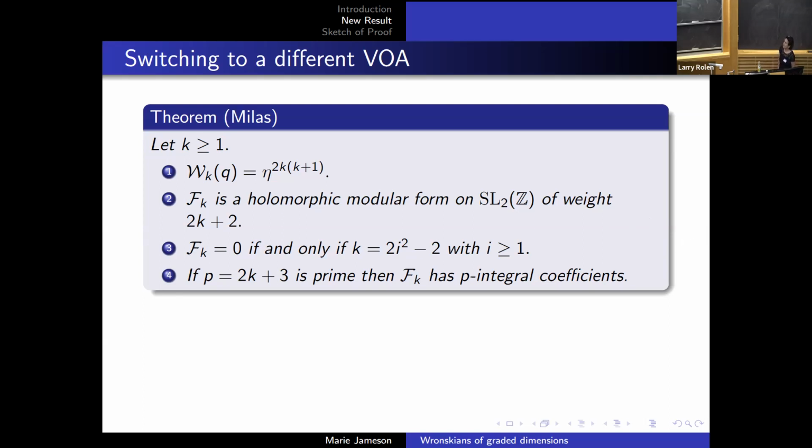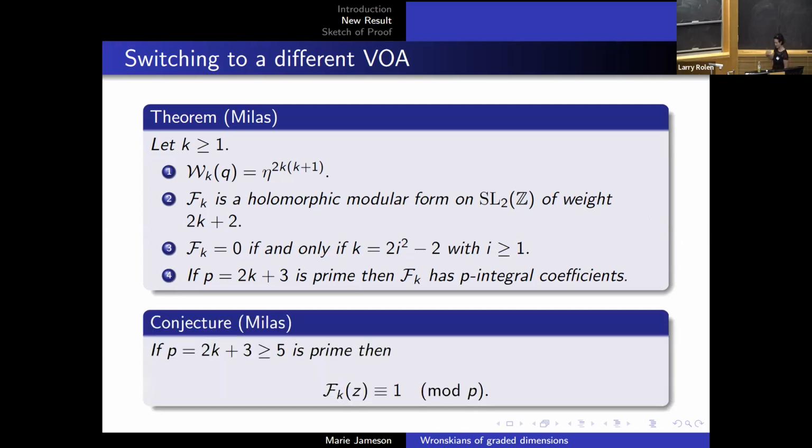And again, if p is a prime of a certain form, here I have 2k plus 3 instead of 2k plus 1, but it doesn't matter really. If I have a prime of this form, then the modular form has p integral coefficients. And the question that he posed is, can we say that it's 1 mod p? Numerically speaking, it looks like this modular form is 1 mod p, but he couldn't prove it.